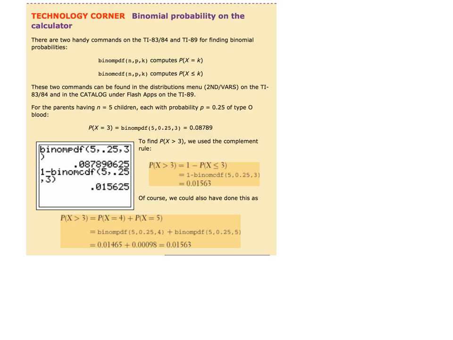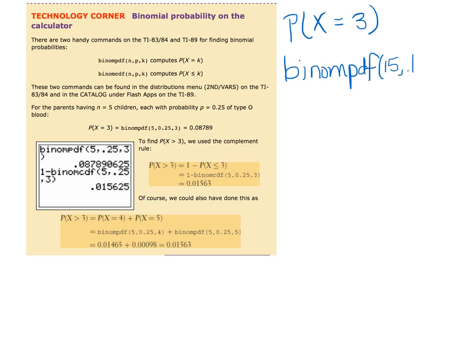If I were to write calculator commands for the example we just did with the number of left-handed people, then for the probability that X equals 3, I would use this command: binom PDF, N is 15, probability of success is 0.1, and I'm looking for 3. Now note, this is a calculator command. In no way does it suffice for work.